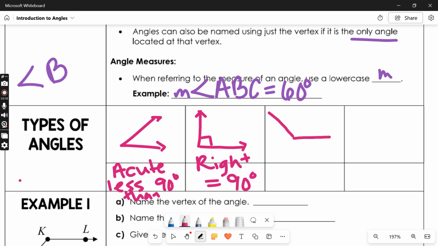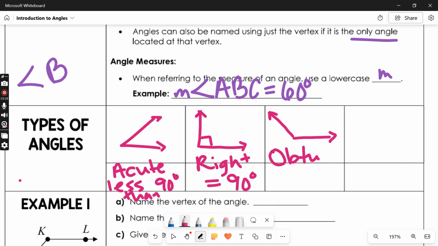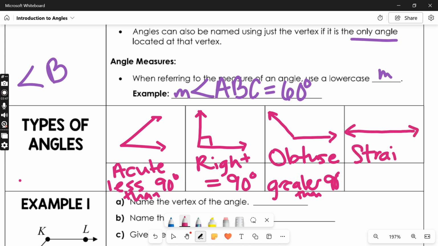Our next type of angle is what we call an obtuse angle. An obtuse angle is greater than 90. And the last type of angle we have is called a straight angle. Okay, and a straight angle is equal to 180 degrees.